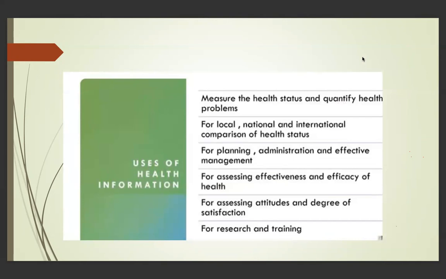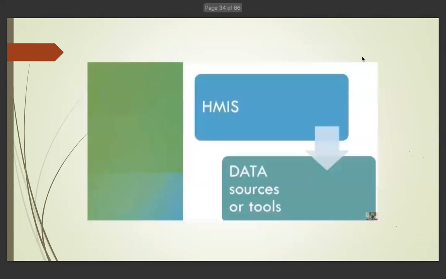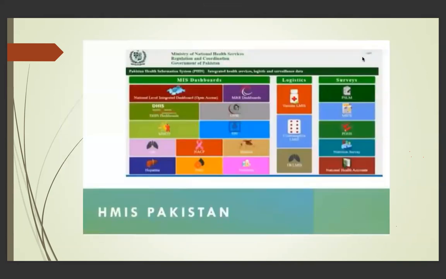Uses of health information: to measure the health status and quantify health problems for local, national, and international comparison of health status; for planning, administration, and effective management; for assessing effectiveness and efficacy of health services; for assessing attitudes and degree of satisfaction; and for research and training. Now let's talk about the HMIS. We'll be talking about the data sources being used in the HMIS.